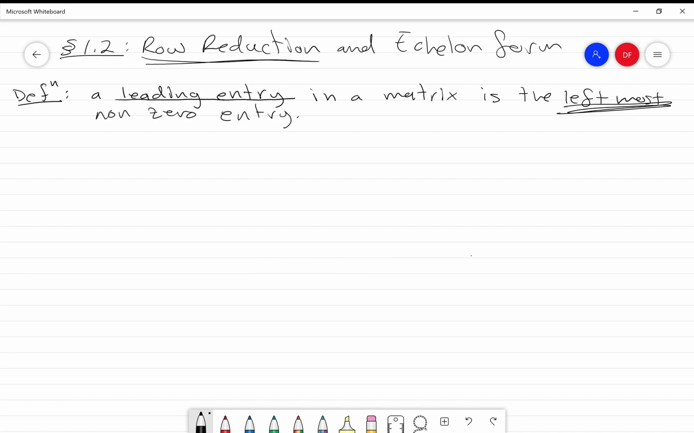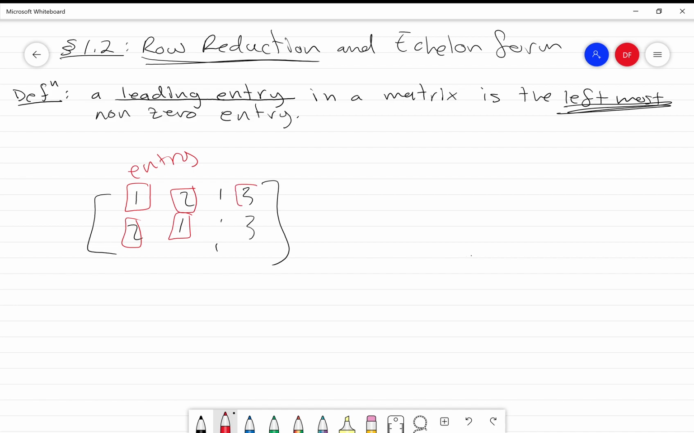So what is an entry of a matrix? Well, if I have a matrix 1, 2, 2, 1, 3, 3, each of these is called an entry. This is an entry, this is an entry, this is an entry. These are all called entries, okay? And the leftmost entry is the entry that's the most to the left in each row. So this is the leading entry in row 1. This is the leading entry in row 2.